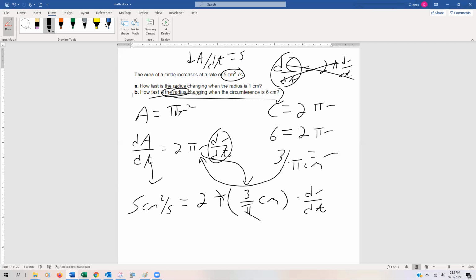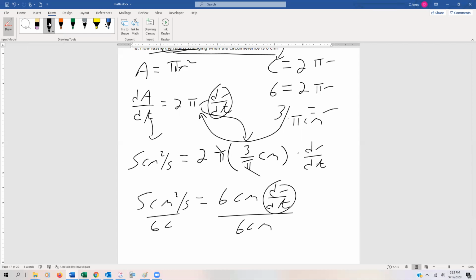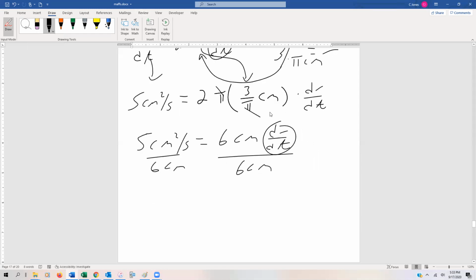The pi's are going to cancel out. That just becomes 6 centimeters. So let me erase this and make it legible. 5 centimeters squared per second is equal to 6 centimeters times dr/dt. Since we're trying to solve for dr/dt, we divide both sides by 6 centimeters. What do we end up with? We end up with 5 over 6. We have centimeters squared over centimeters, and the seconds just stays in the denominator. So dr/dt is equal to 5/6 centimeters per second.